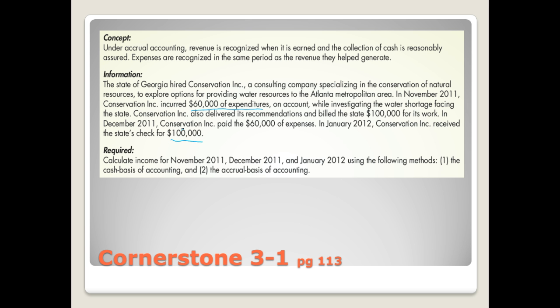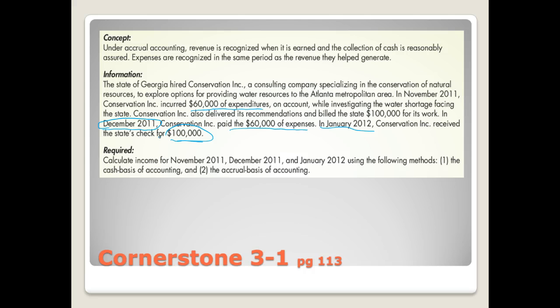Now, if Conservation Inc. were a cash-based accounting company, then they would record the $60,000 of expenditures whenever they occur, right? And when they paid the expenses, they paid $60,000 of expenses in December 2011. So in the cash basis of accounting, we record expenses when the cash flows out. That would be December. When did the cash flow in for the revenues for the job? Well, according to this, it was January 2012. So if it were the cash basis of accounting, then Conservation Inc. would have recorded the revenues in January.